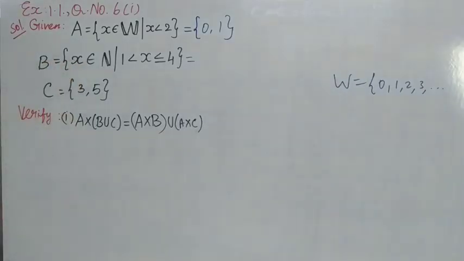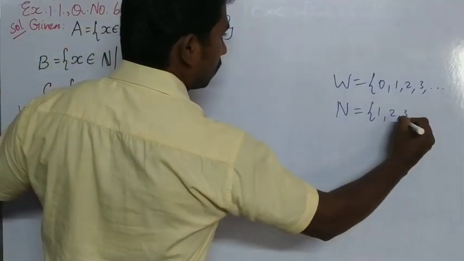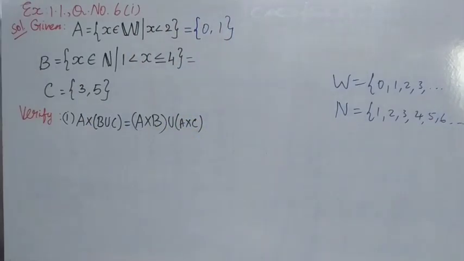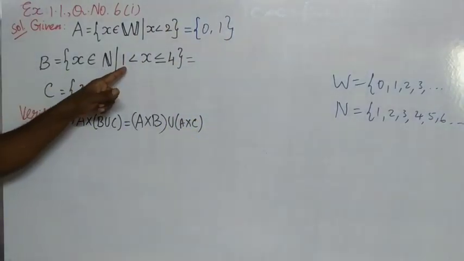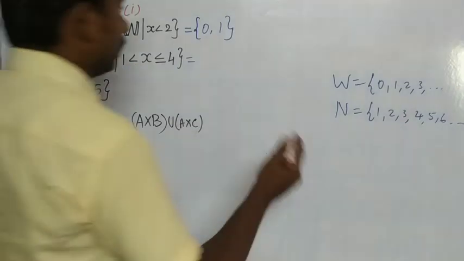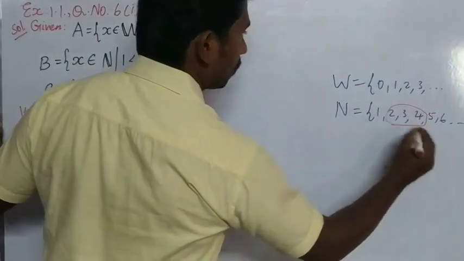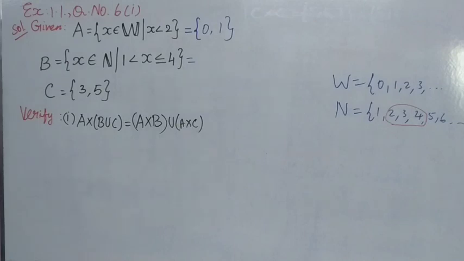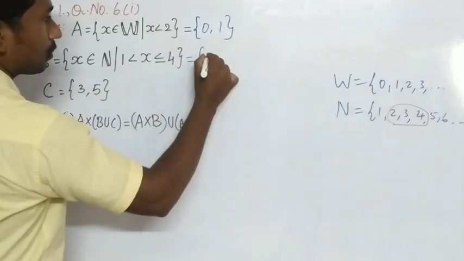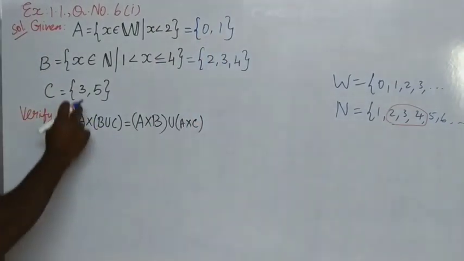Next B. x belongs to natural numbers. You know already the natural numbers start from 1, 2, 3, 4, 5, 6, and so on. So x belongs to natural numbers such that x is greater than 1, and then less than or equal to 4. So up to 4 only. So 2, 3, 4. The elements of B are 2, 3, 4. So C is already given.